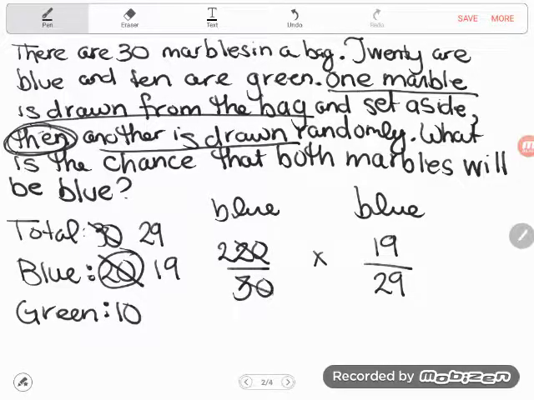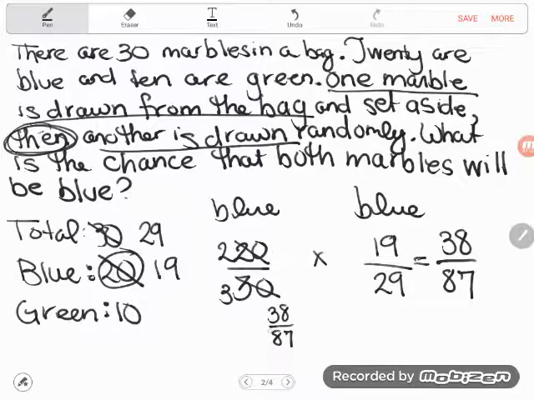I get a 2 here. I get a 3 here. And then I'll just multiply straight across. 2 times 19, let's see, we'd go to 40 and back it up by 2, so 38. And 3 times 29, let's see, 90, back it up by 3, 87. Okay, so this particular probability is a little messier, but still good, 38 over 87.